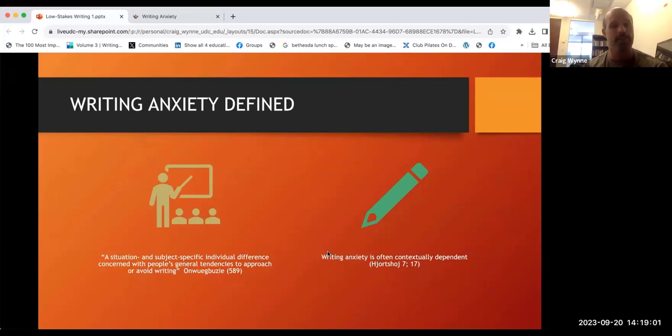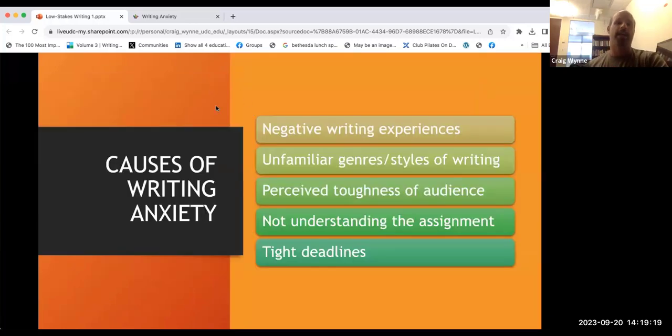For example, they may feel comfortable writing a post on Twitter, Instagram, or Snapchat, or something like that. But when it comes to writing an essay, okay, what do I do? So a lot of the time, it's dependent on the context of the writing, and some of these causes may have to do a lot of times with negative writing experiences.